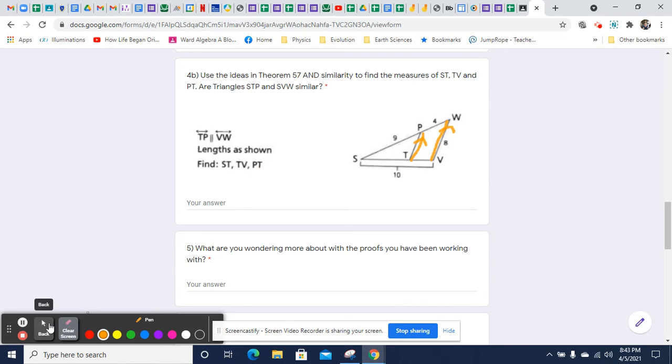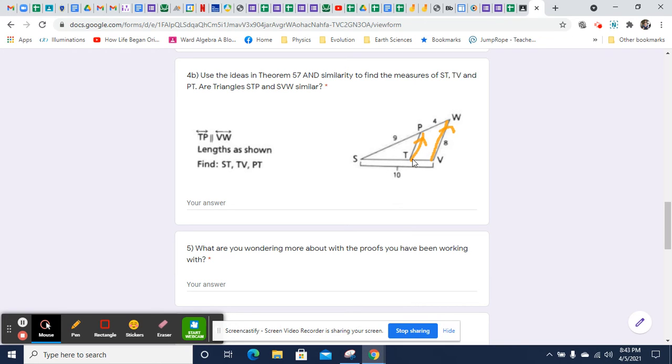All right, so let's start looking at this. So ST is part of this one that's 10, right? Okay, but ST is one of the portions that's cut by one of these parallel lines. So ST is going to be to 9. We could say this, ST is to 9 as 10 is to 4. Okay, that's a thing we could do. We can set up that proportion.